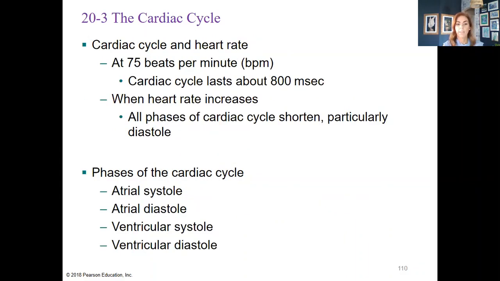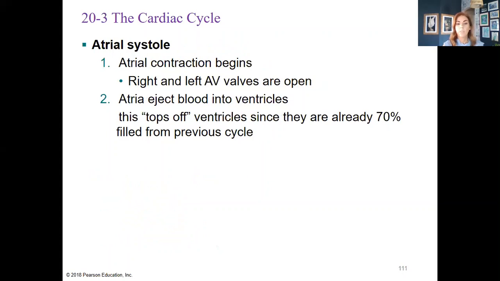Now, if we're looking at the different phases, you want to make sure that you know that we're looking at atrial systole. That means atria contract, atrial diastole, atria relax. Same thing for the ventricles. So that's the other thing that you have to pay attention to, which part of the heart is actually contracting, because that is then going to impact which valves are open, which valves are closed, and where blood is going. Okay. As we look at atrial systole, this is when the atrial contraction is going to begin. So on your heart diagram, what you want to do is maybe put your fingers on the two atria.